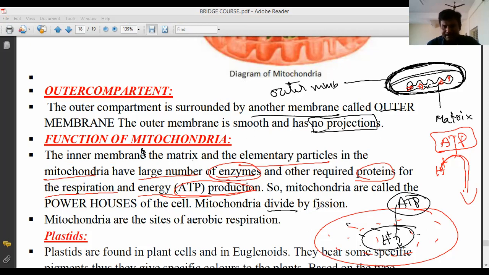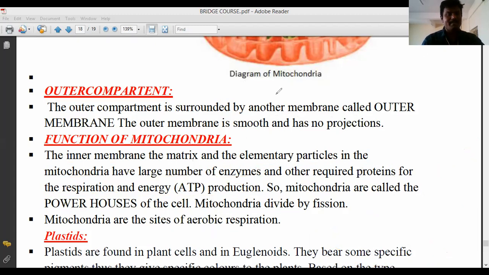Mitochondria divide by fission. Fission means splitting. Mitochondria are the sites of aerobic respiration. Aerobic means respiration occurs in the presence of oxygen. Whatever reactions take place inside the mitochondria occur in the presence of oxygen. So mitochondria are the place where respiration takes place in the presence of oxygen. That's all.